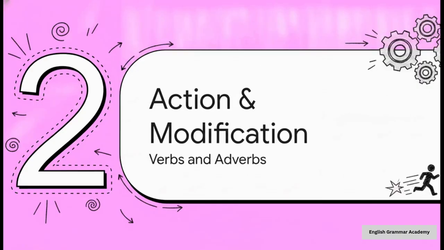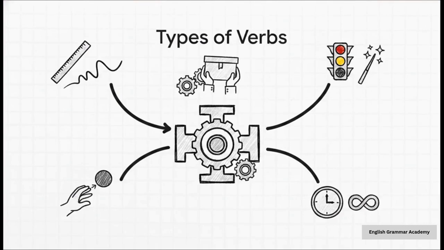Okay, moving on to section 2, action and modification tools, which cover verbs and adverbs. Nouns are pretty static until we give them something to do. Enter verbs. They are literally the engines of our sentences, driving the action or establishing a state of being. And they come in tons of forms.